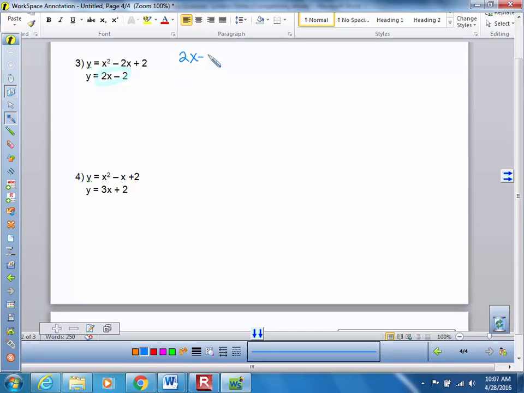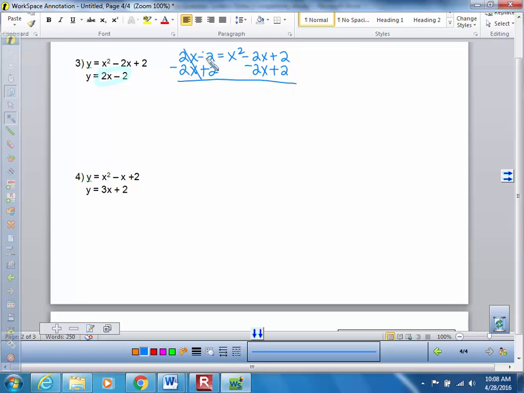So 2x minus 2 equals x squared minus 2x plus 2. Okay? So from here, we want to get everything on the same side. So I'm going to subtract 2x to move it to the other side. And I'm actually going to move 2 at the same time. So if it's minus 2, what do I need to do to move it to the other side? Plus 2. So I'm going to do it all in one step.